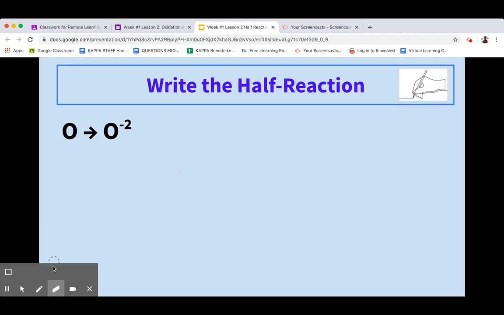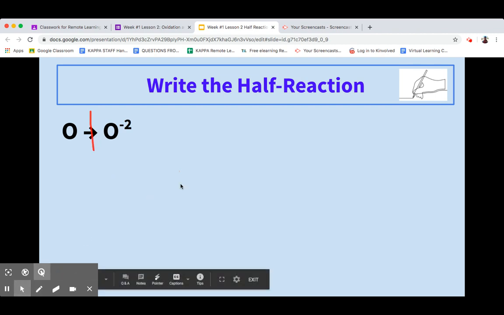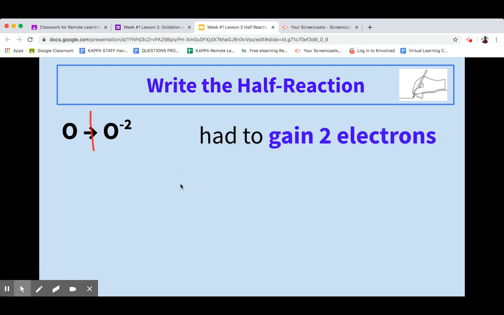Next one is oxygen. You should be trying these in your notes. We split our equation in half. What's happening here? It's going from neutral oxygen to a -2 oxygen. So it's gaining 2 electrons. And what does that mean? That means it is reduction because reduction is gaining. So what does our half reaction look like? Pause the video and try it on your own.